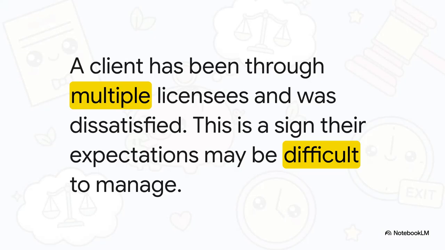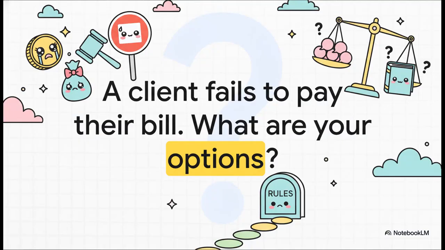Now this one's a little different. It's not about a hard rule you're breaking, but it is a huge warning sign. When you see this on the exam, they're testing your professional judgment. A client who's burned through 3 other paralegals? They might have totally unrealistic expectations or just be really, really difficult. You're not forbidden from taking them on, but you'd better be incredibly careful and manage that relationship with a rock-solid retainer from day one.